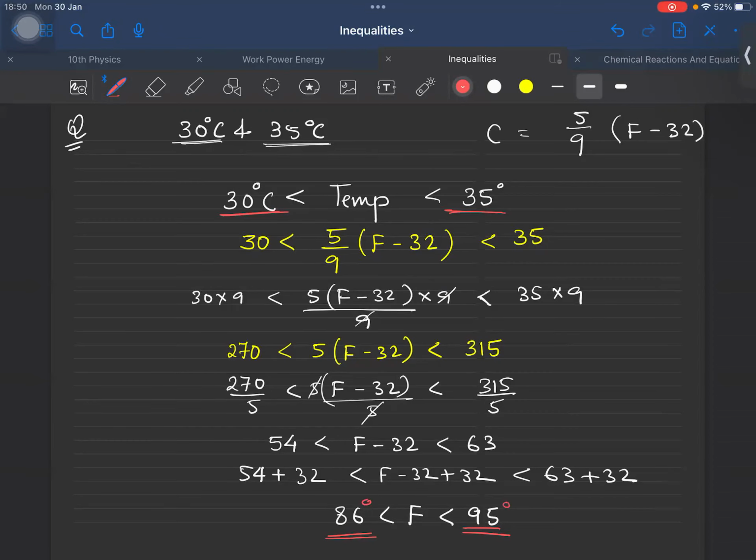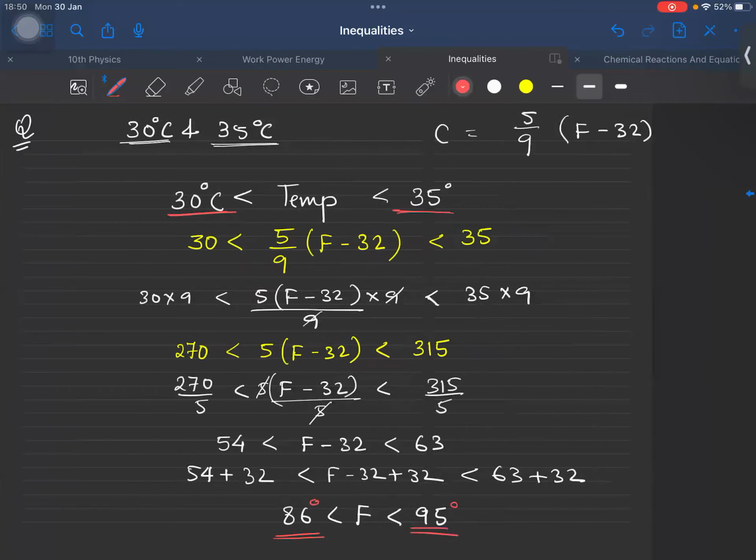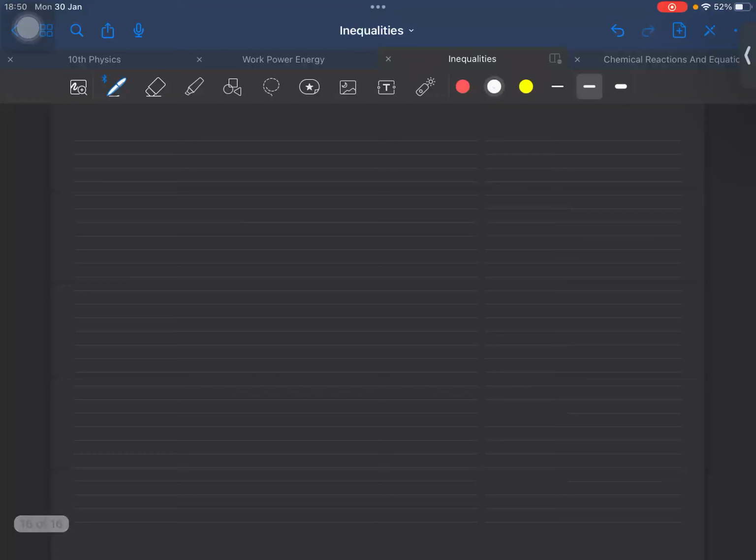Okay. Understood? Yes, sir. You just need to formulate this. You just need to write the words into equations. That's it. Now let's solve another one.